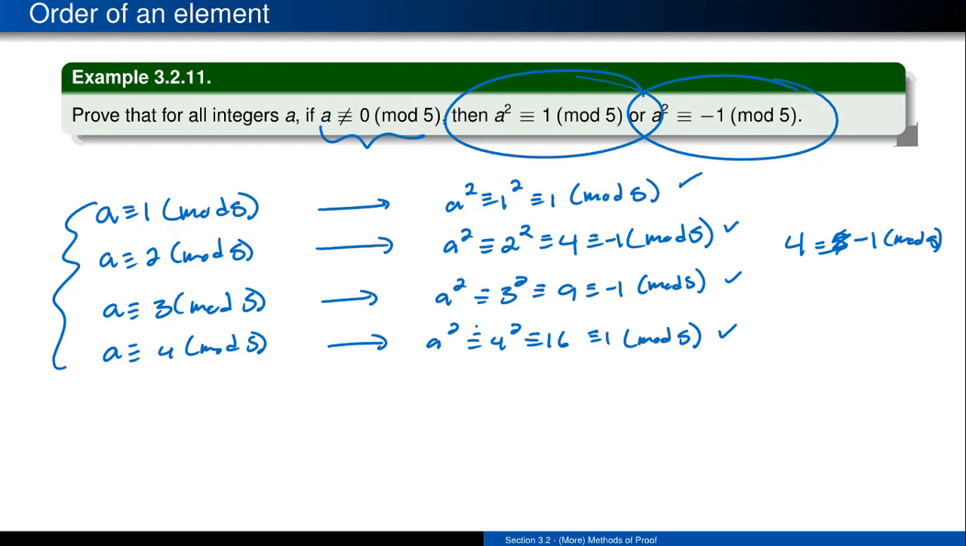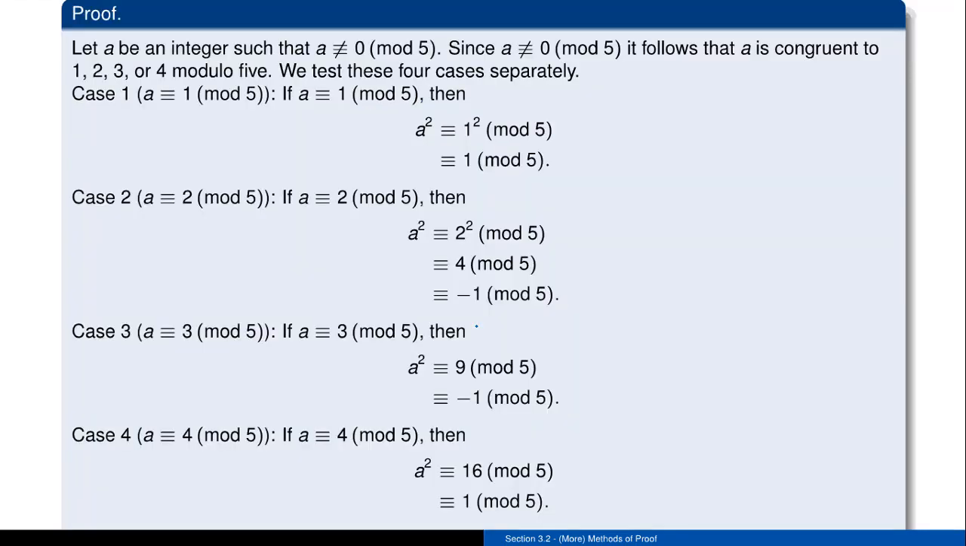So in terms of writing this up, I'm basically going to sketch out exactly what we just did, but put a little bit of verbiage in front of it. If you start with any integer a such that a is not 0 mod 5, I know it's going to be in one of these 4 cases. So I'm going to test cases 1, 2, 3, and 4 separately, and then I just do that exact computation that I just did.